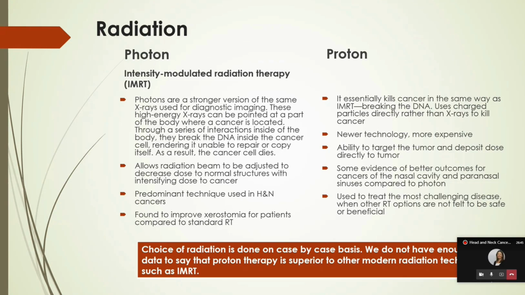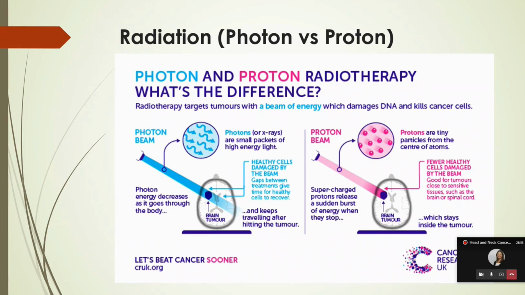We don't have enough data to say that proton therapy is superior to IMRT for the majority of patients. This is a graph that I thought was nice, just to show really what the photon beam of radiation is doing as opposed to a proton beam of radiation. As you can see, the photon beam is essentially traveling through the tumor, whereas the proton beam kind of stops right at the tumor location and treats it more directly.